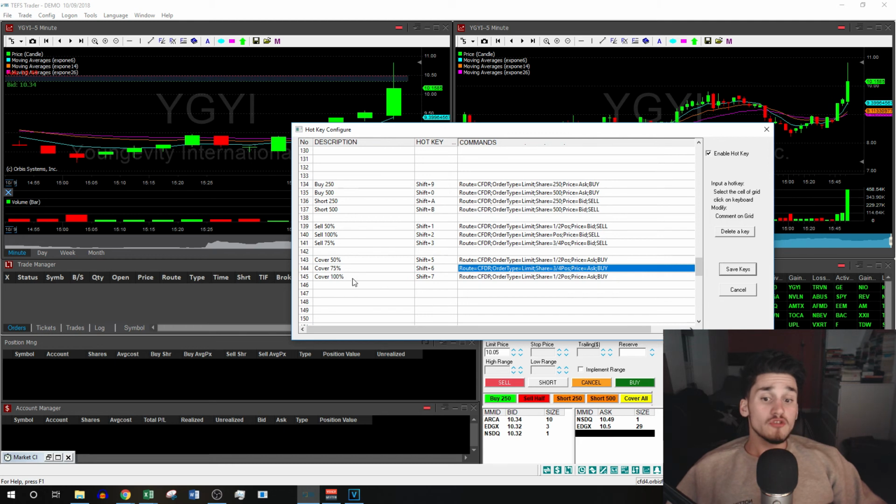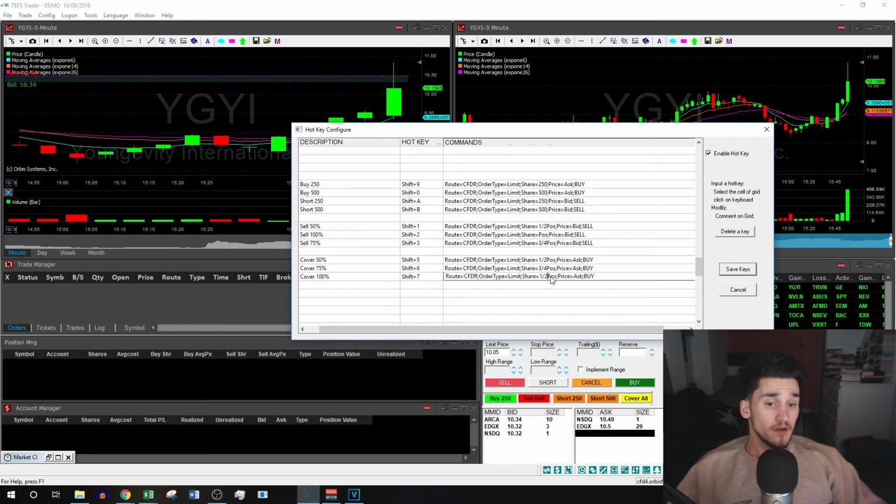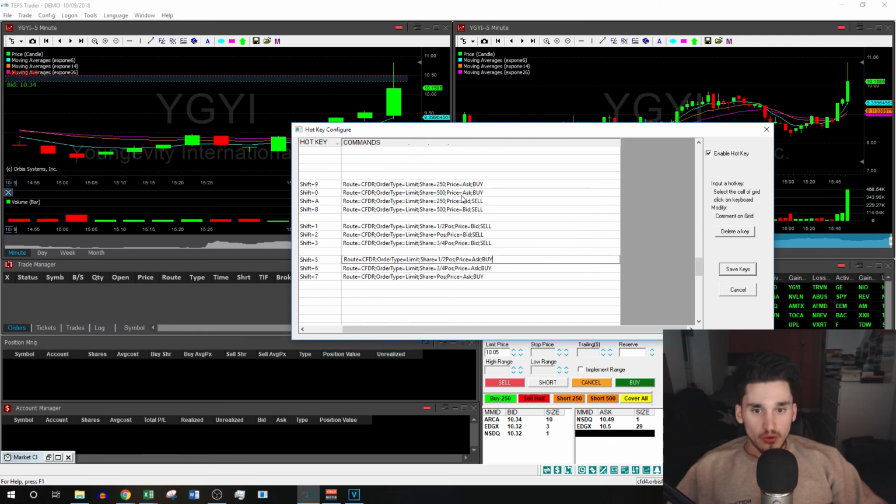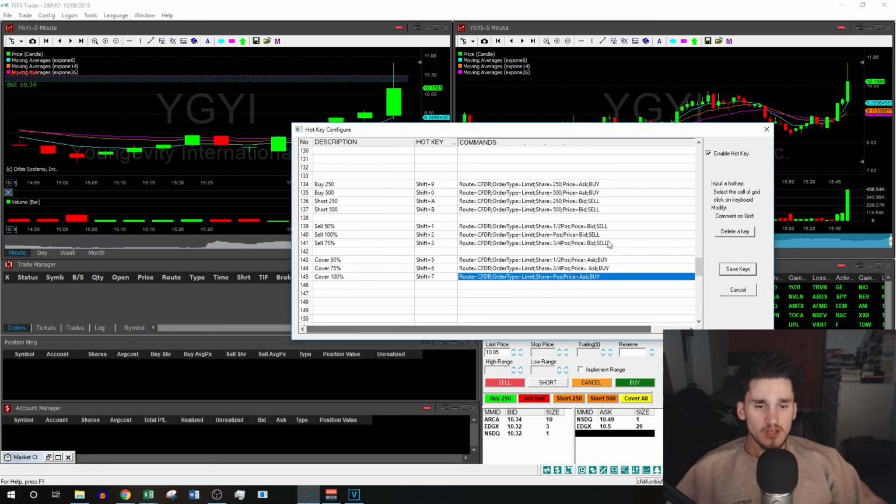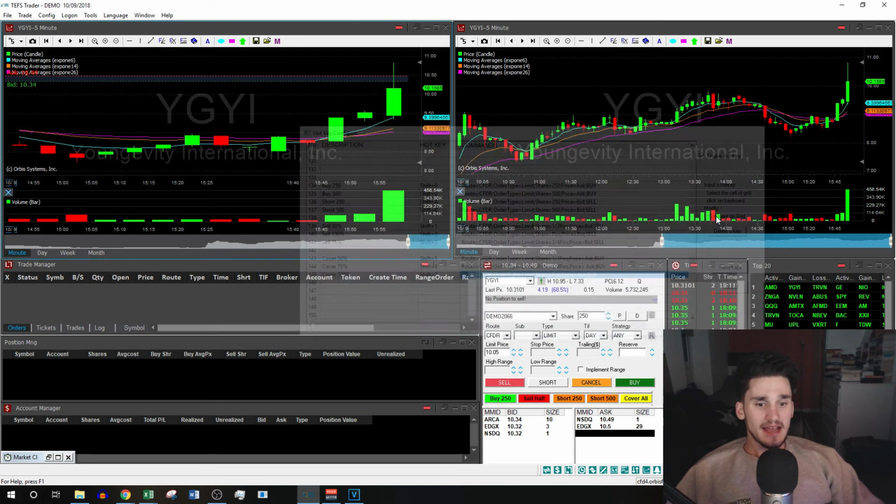And then for cover 100%, exactly the same, but we are going to take away the half, and it's going to be the full position, which is going to be equal to the position. And I'm just going to make sure that I have a space in between these, just like that. So that is correct on all of those. Now we're going to save the keys, and now we're going to go onto our hotkeys.